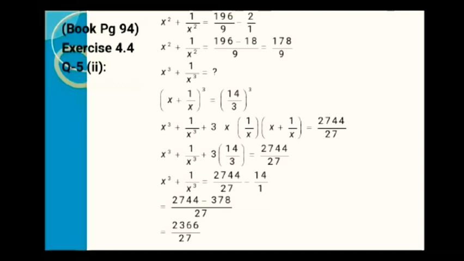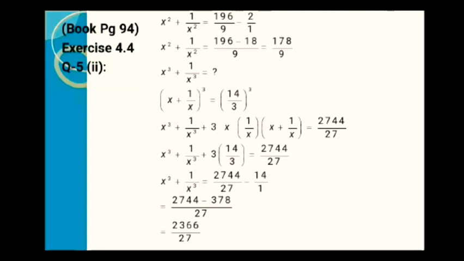X cube plus 1 over x cube. As you can see here, the power is 3. 3 is indicating cube, which means we have to apply the cubic formula here. So x plus 1 over x, again will be used, is equal to 14 over 3. We will take the cube on both sides. And the formula for the cube is a plus b whole cube is equal to a cube plus b cube plus 3ab into a plus b.